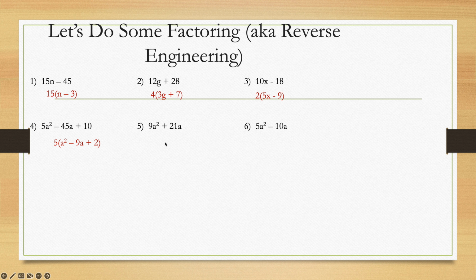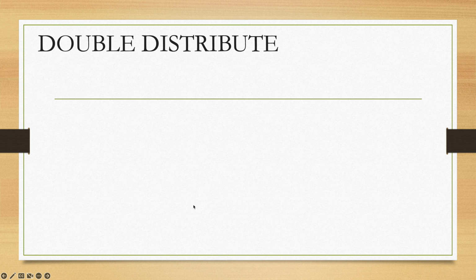So we factor out the 3 and the a. And when I do that, 9 divided by 3 is 3, and a squared means aa. So if I take one of them out, there's one remaining. And to check back, 3a times 3a is 9a squared, and 3a times 7 is 21a. Number 6, we're going to factor out a 5 and an a, similar reasoning. 5a times a is 5a squared, 5a times negative 2 is negative 10a. So that is our warming up with factoring with the greatest common factor.